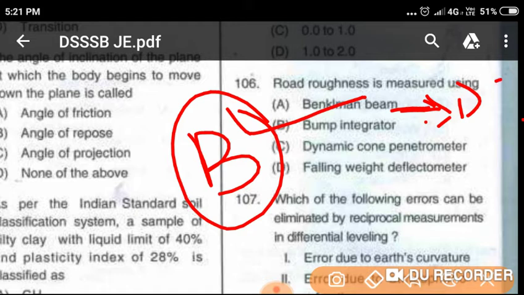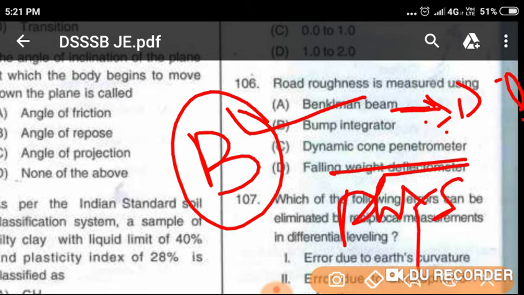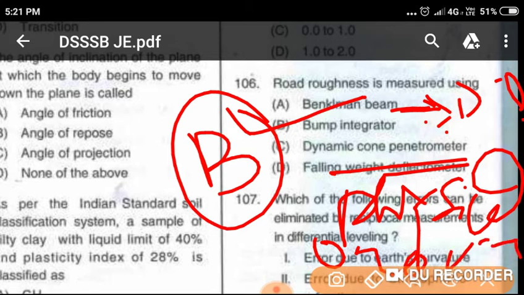Deflection, and option B bump integrator is for unevenness, that means road roughness, and option D falling weight deflectometer is for physical property or overloading.